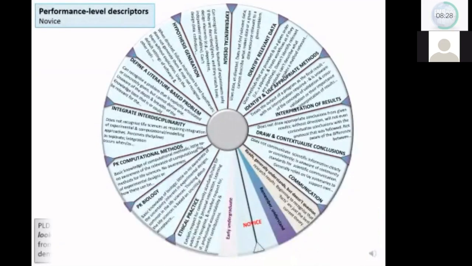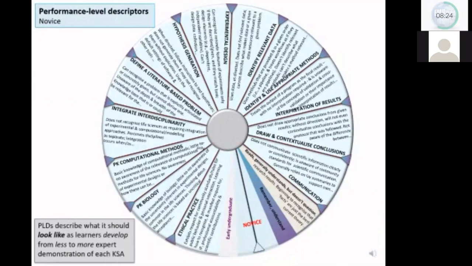Hidden within each of the layers are the performance level descriptors, the PLDs, that describe what it should look like as learners develop from less to more expert, and then demonstrate each of these KSAs. Again, you are not meant to read this. And as we saw before, alongside the PLDs are a general description of an individual at this stage. And then you have the requisite Bloom level and the stage of academic training. So here, for example, the novice is somebody who reads and generally understands, but doesn't question research results, etc. And the Bloom's level would then be remember, understand, 1 or 2, and that reflects this statement of description. And this could typically describe an early undergraduate.